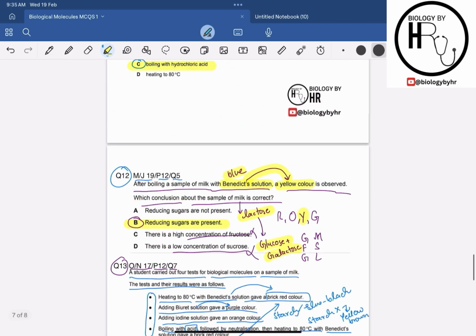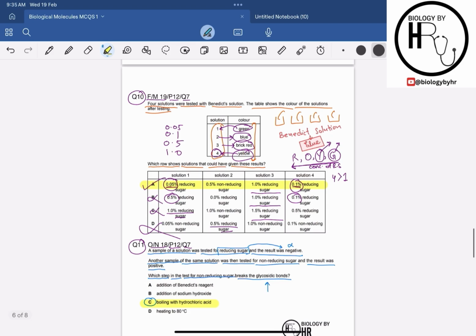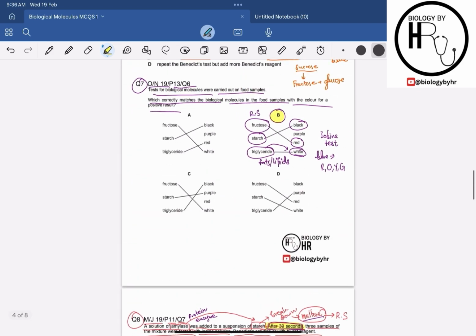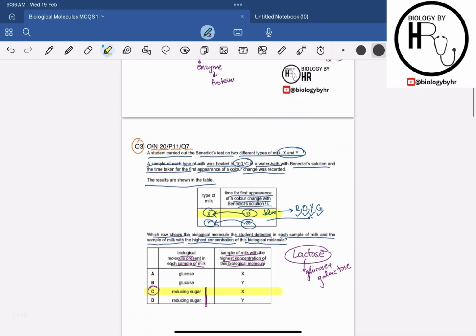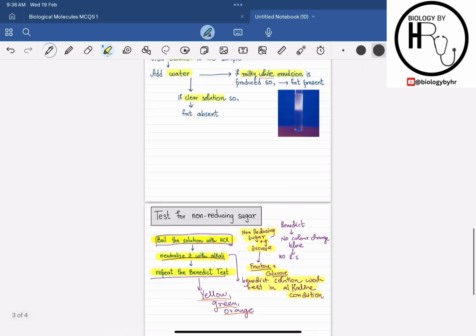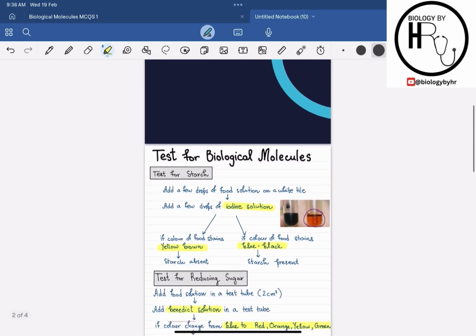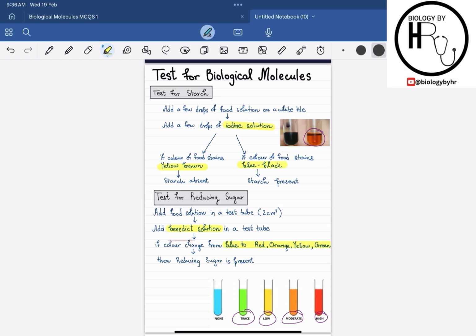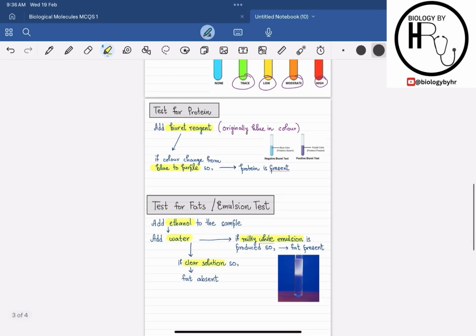So I hope that these MCQs are clear to all of you, and each and every test is also clear to all of you. I decided to make a lecture first for the test for non-reducing sugars, and then we solve the MCQ simultaneously so that you guys can get the concepts more clearly.